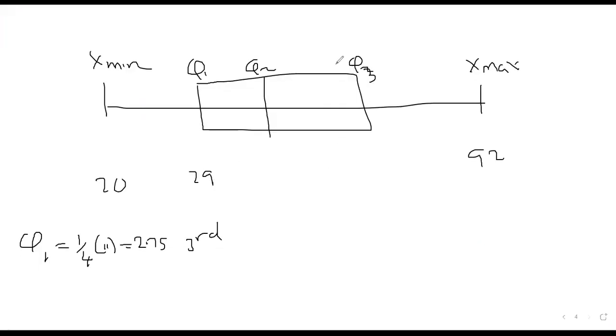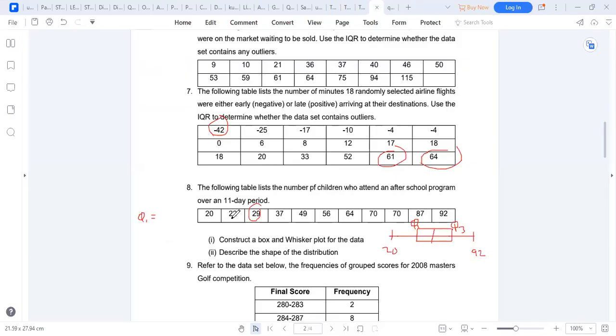Then to find our Q3, 3/4 of 11. What is that? 8.25, which is the ninth position. Good. Ninth position: 1, 2, 3, 4, 5, 6, 7, 8, 9. What is it? 70.